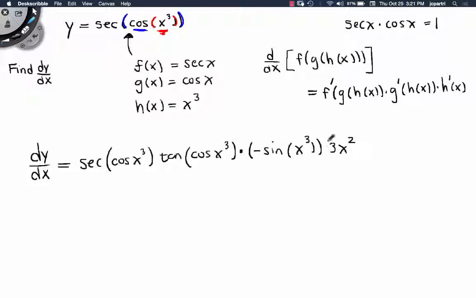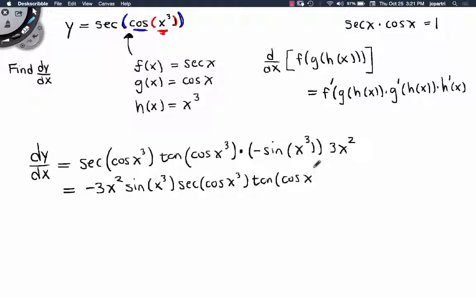Now we're going to put our algebraic term in the front since this is a product. So the final answer is negative 3x squared times the sine of x cubed times the secant of the cosine of x cubed times the tangent of the cosine of x cubed. And there is the answer.